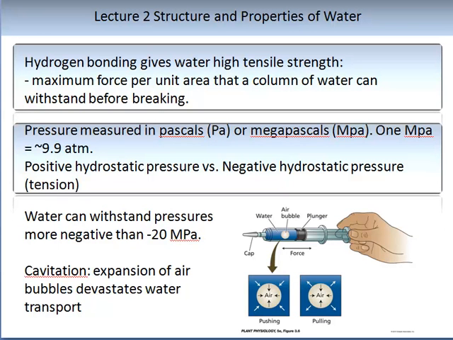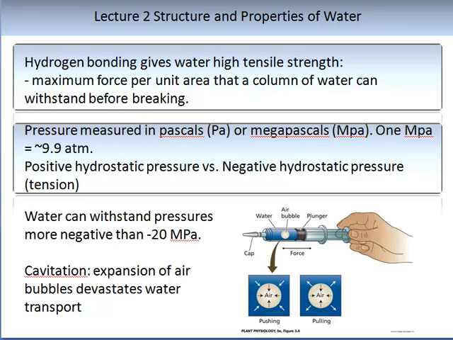Hydrogen bonding gives water high tensile strength. That means that the maximum force per unit area that a column of water can withstand before breaking is high. The pressure is measured in a unit called pascals or megapascals, and 1 megapascal equals approximately 9.9 atmospheres. Positive hydrostatic pressure versus negative hydrostatic pressure is what we call tension. Water can withstand pressures more negative than -20 megapascals. And this can be felt if you dive very deep in an ocean, for example.